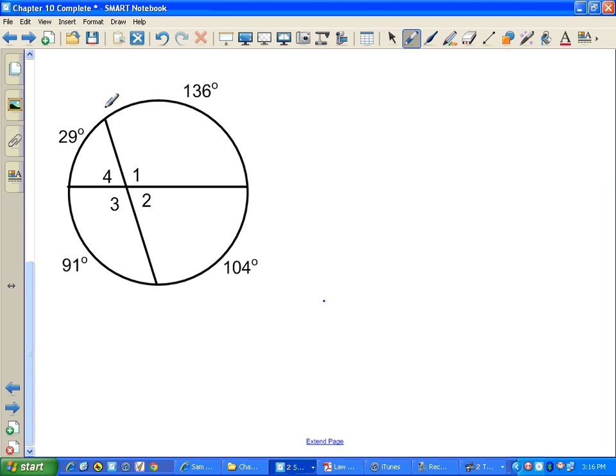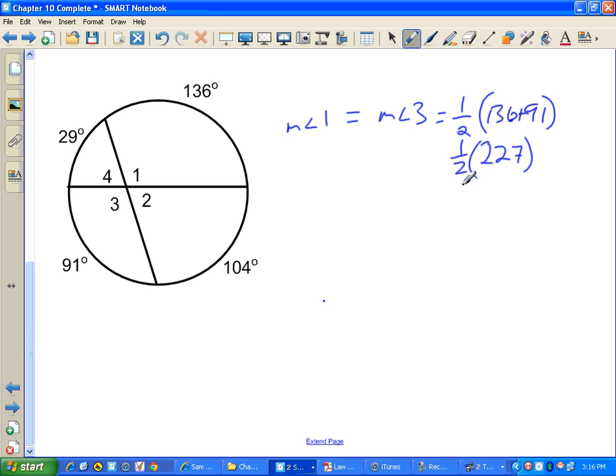The last one is we've got two chords meeting. Angle 1 is going to be the same as angle 3, which is half of 136 plus 91. 136 and 91 is 227. Half of that would be 113.5. So that's what angle 1 and angle 3 are.